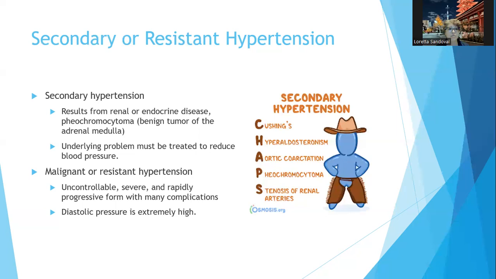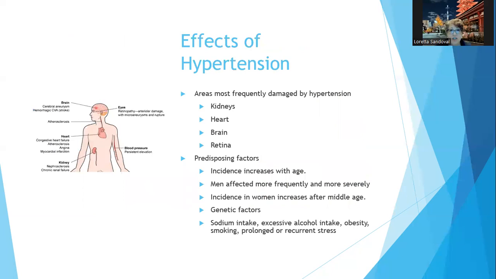There's also malignant or resistant hypertension, which is uncontrollable, severe, and a rapidly progressive form with many complications. The diastolic pressure is extremely high in resistant hypertension, and a lot of times people have to be hospitalized to get it under control. So that's pretty dangerous and causes a lot of problems. The areas most frequently damaged by hypertension are the kidneys, for obvious reasons, the heart, the brain, and the retina. Those are all pretty important areas, right? They're all unreplaceable things in our body, so we really don't want them to be damaged.